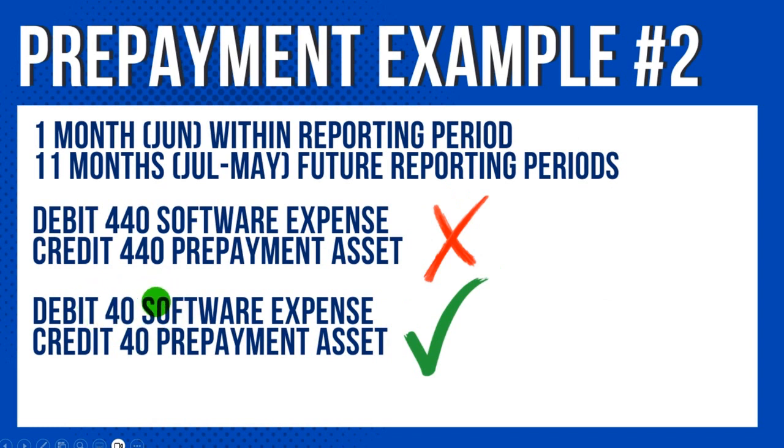So debit 40 in July, credit 40 in July. Then in August you do 40 again. September you do 40 again. October you do 40 again. So that prepayment is slowly eased out month by month, allocated month by month as the expense is incurred. So that prepayment total on the balance sheet will come down month by month until it's cleared in May.